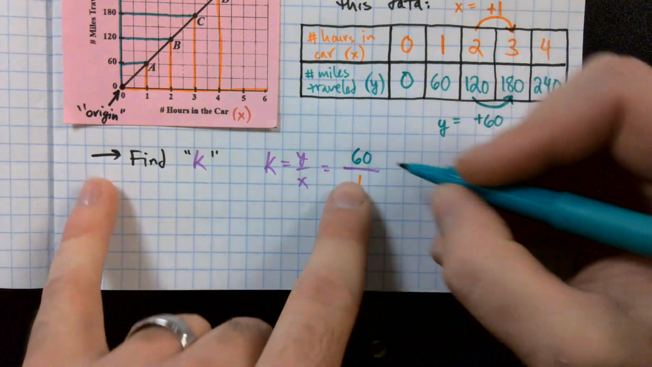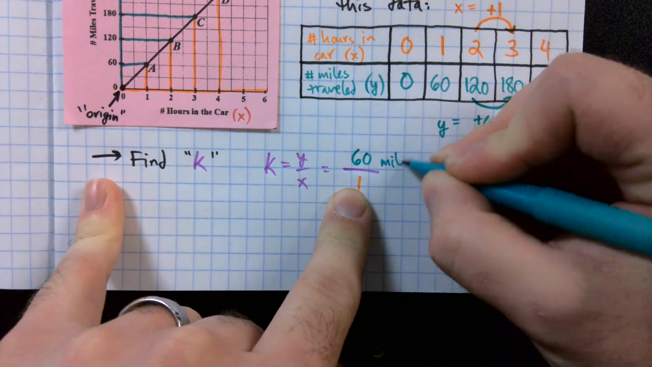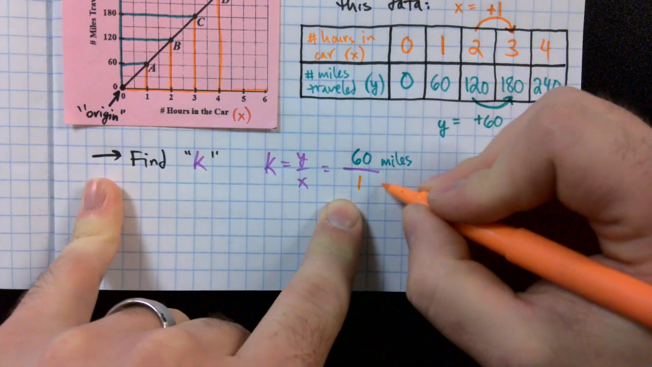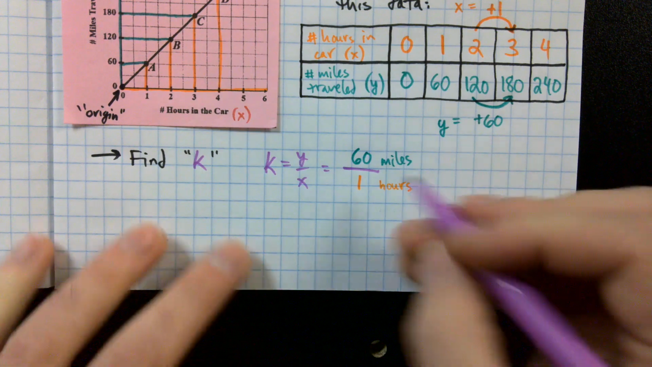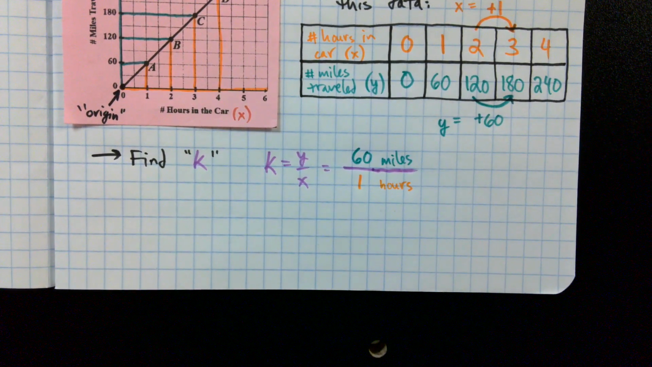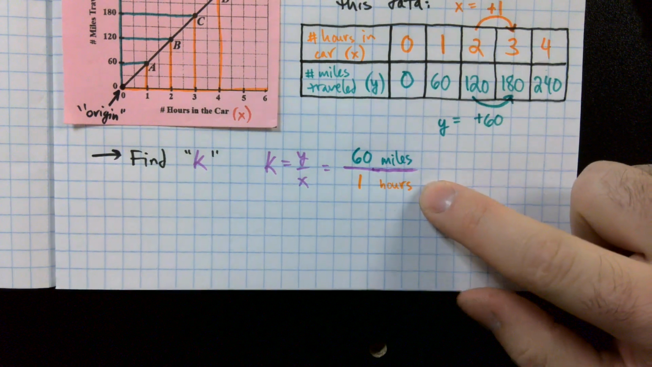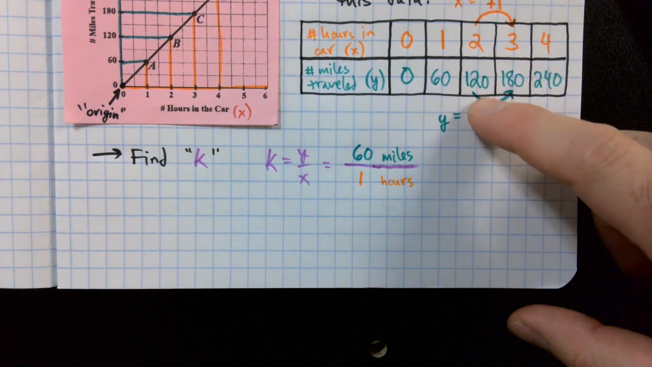Okay? And 60 has the units of miles. 1 has the units of hours. This tells us we're going at a constant speed of 60 miles every 1 hour, right? So after 2 hours, you've gone 120 miles.